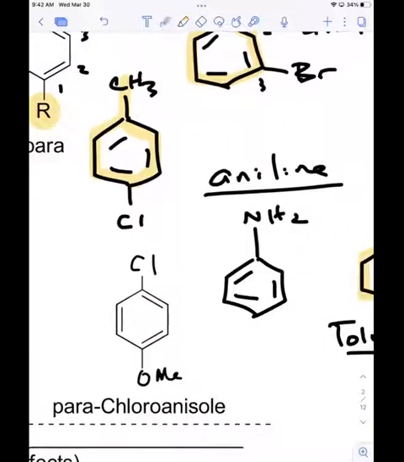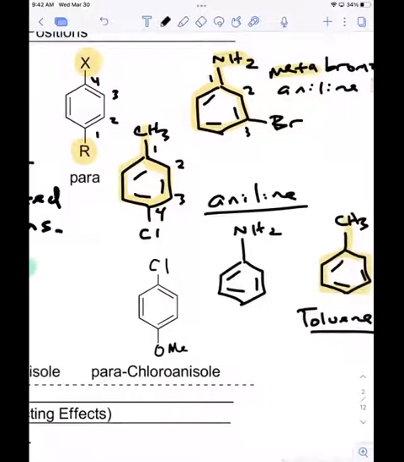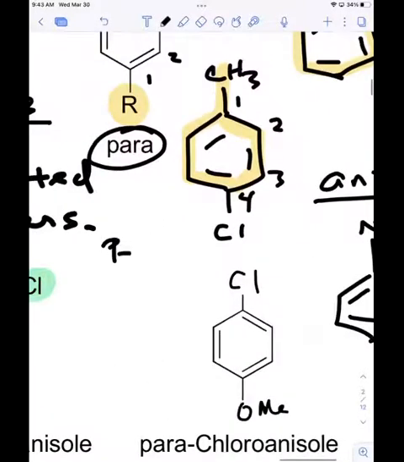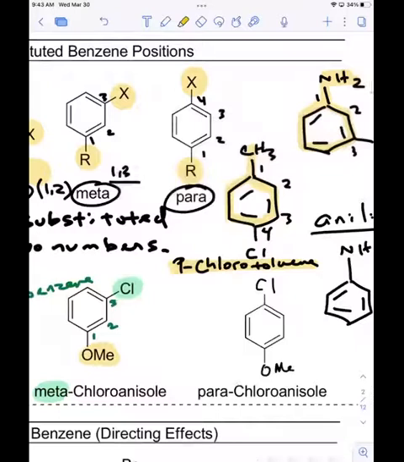Fourth position. 1-4. 1, 2, 3, 4. If it's 1-4, we call it para. So what's the terminology for this? Para-chlorotoluene. Yeah, you're right. And you could also abbreviate the position with the first letter. So para can be P, ortho is O, meta is M.